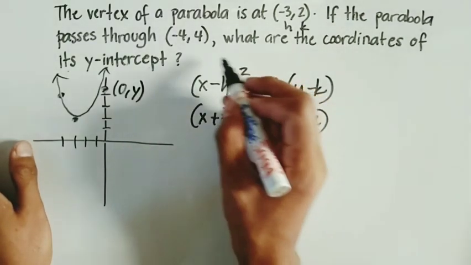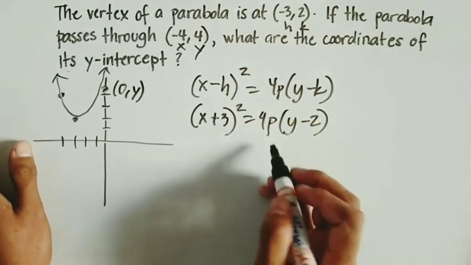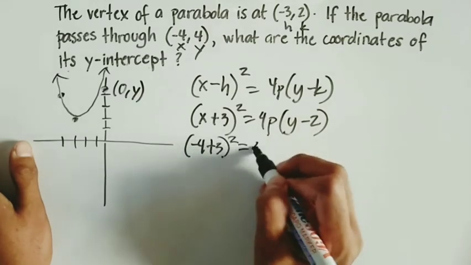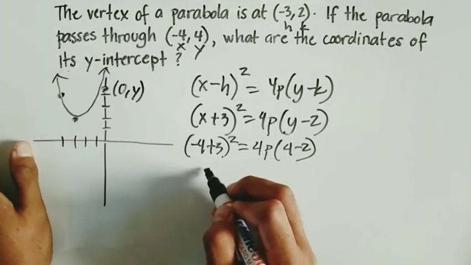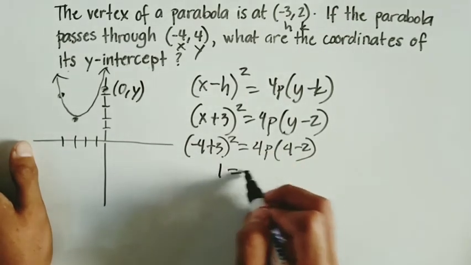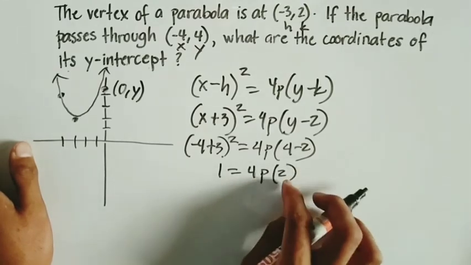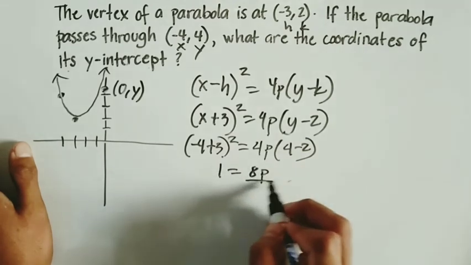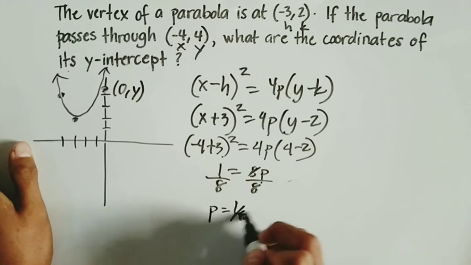Next, passing through the points. Di ba ang point is x, y? Pwede natin siya i-substitute. That is equal to negative 4 plus 3. Sinubstitute ko lang. Ang y natin is 4. So, magiging negative 1 squared is 1. 4 minus 2 is 2. Now, 4 times 2 is 8. So, magiging 8 na lang yan. Solving for p, divide both sides by 8. So, p is equal to 1/8.